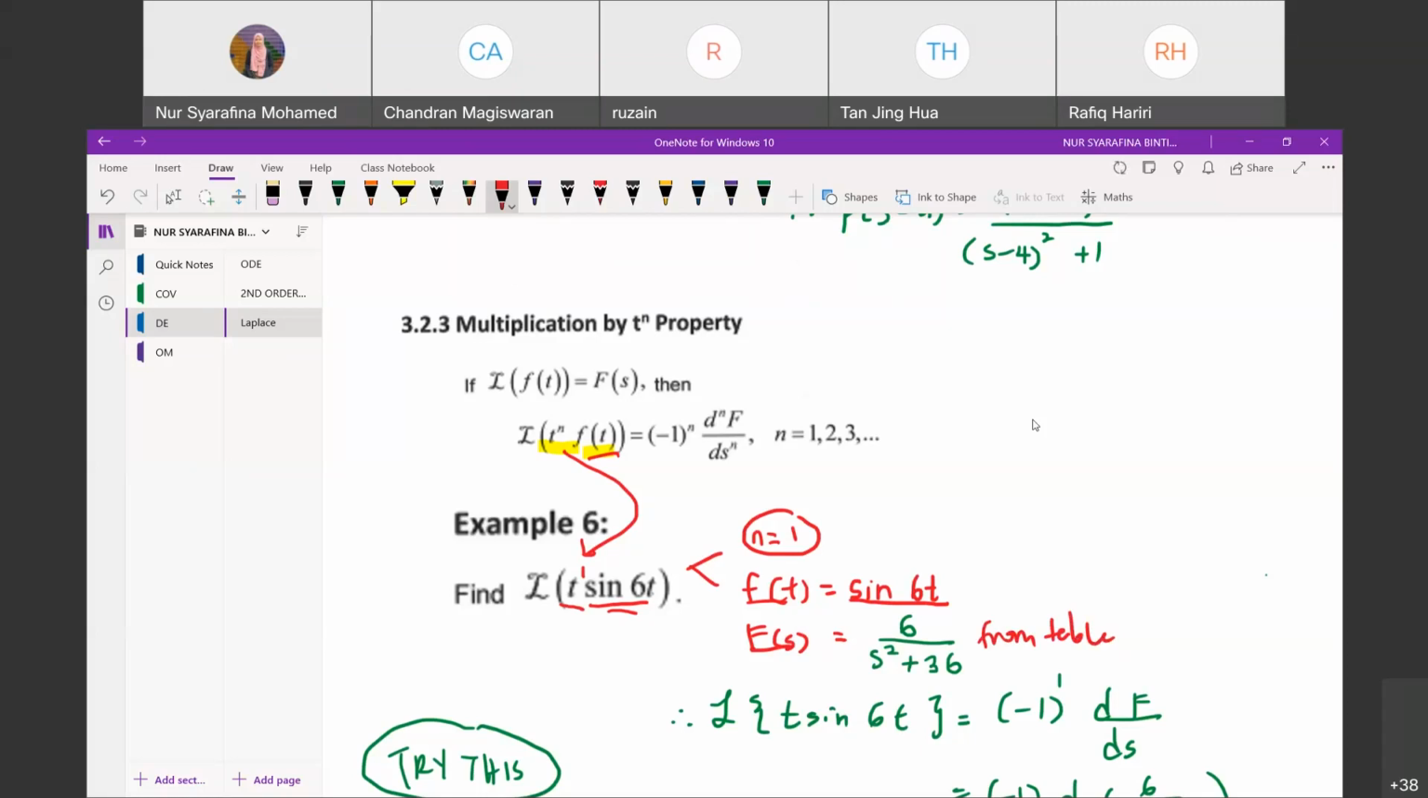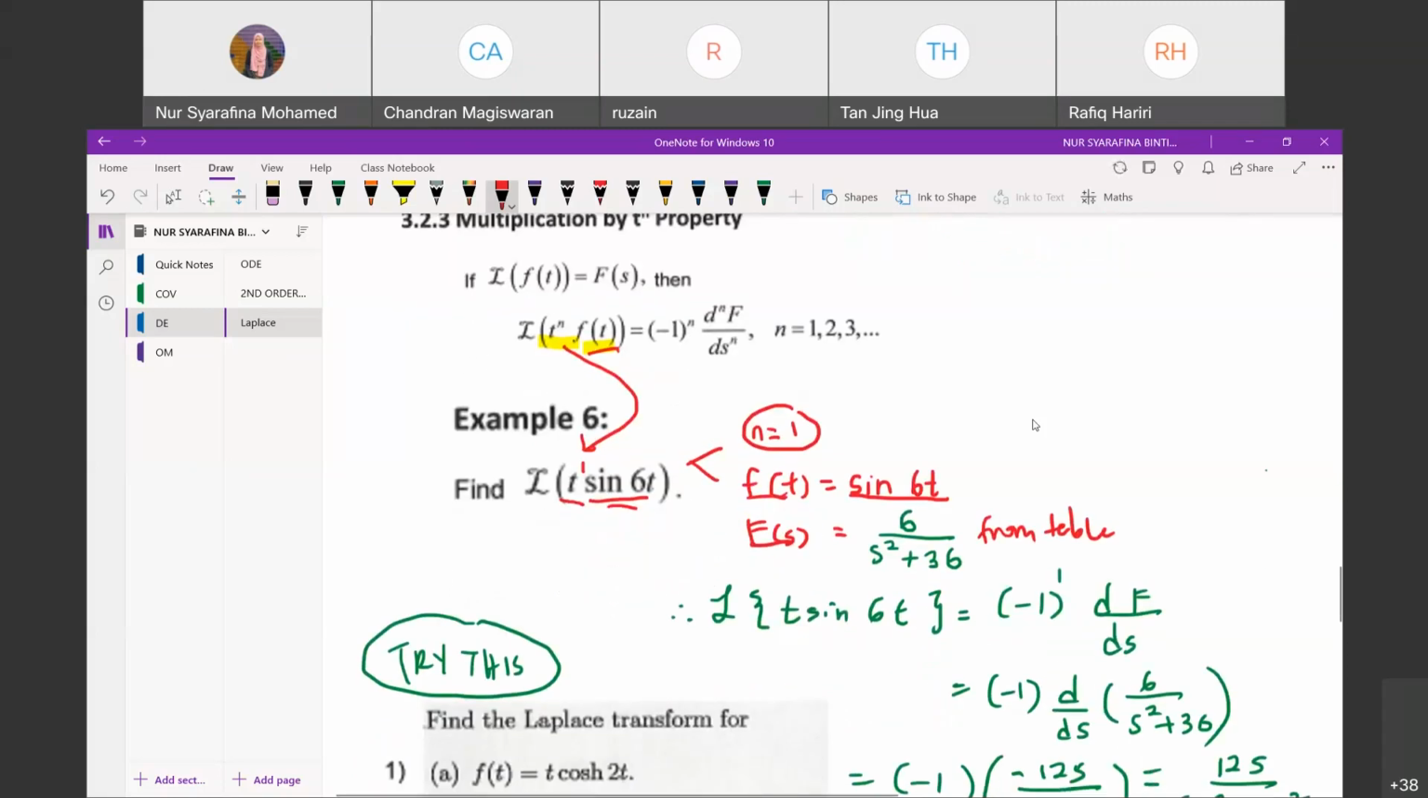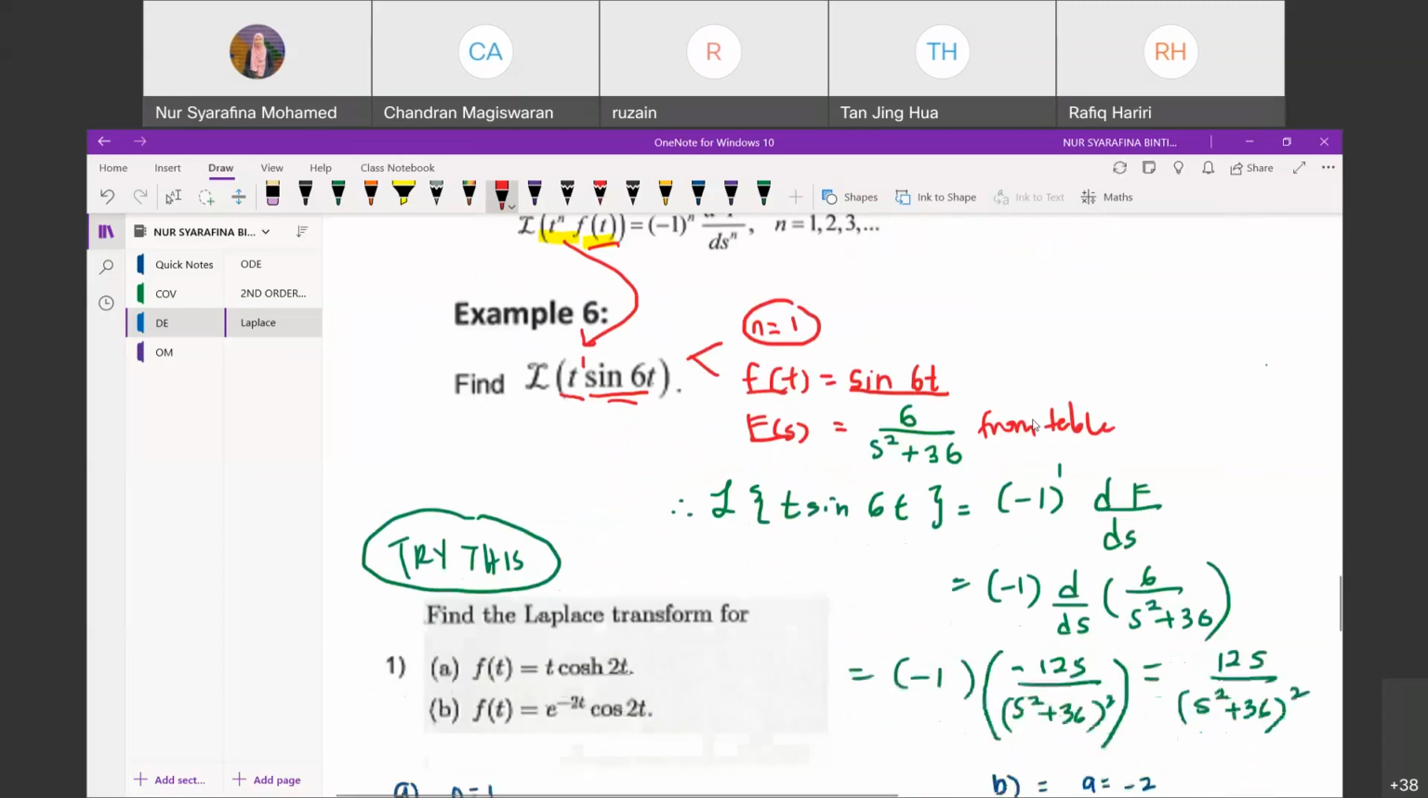And you know that if we want to transform t sine 6t, it will become minus 1 to the power of n, where n equals 1, and differentiate F with respect to s. So, minus 1, differentiate F(s) here, 6 over s squared plus 36. Then you have this. Okay, clear now? Just multiply with the product of differentiation. Once you differentiate, this is your obtained function, then just multiply by minus 1 to the power of 1, then you get this. Okay, try it.